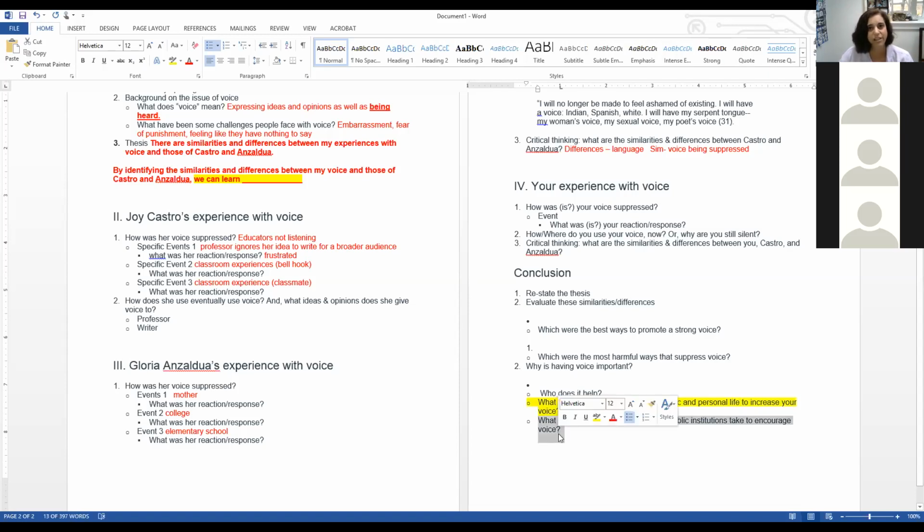What should colleges and other public institutions, governments, for example, do to encourage voice? Voting is a very important one. In public institutions, how should they encourage more people to vote in the United States? Social media, how can they encourage more people to express positive opinions? Those are things you should think about.